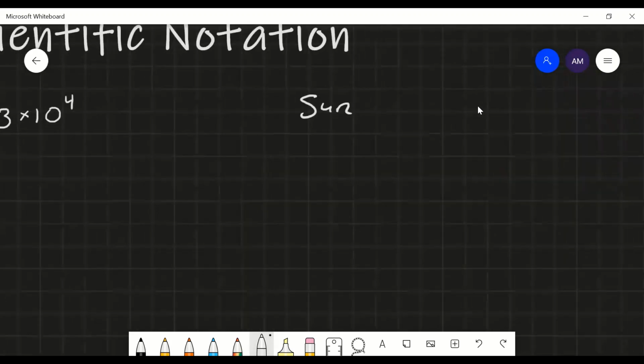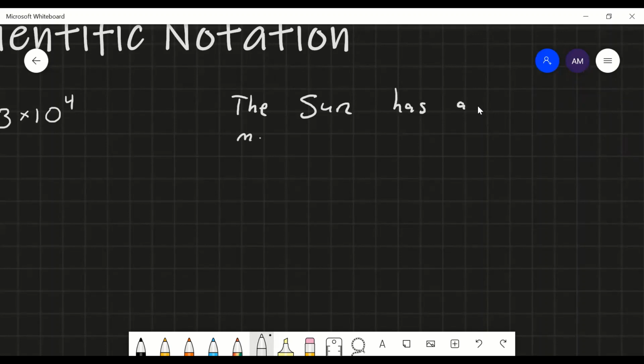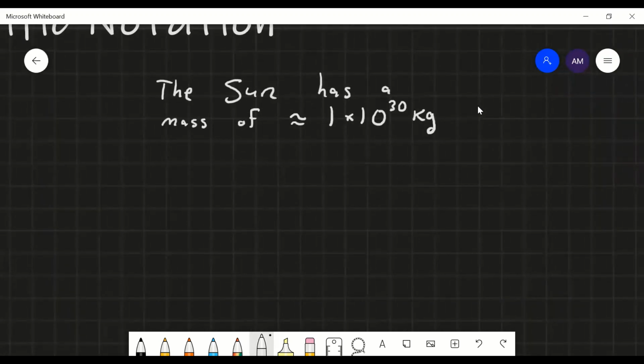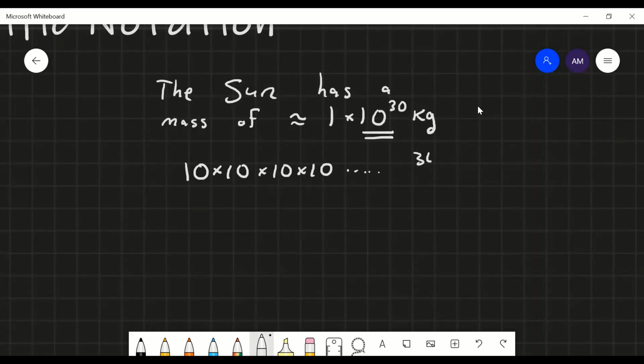So the sun in our solar system has a mass of approximately 1 times 10 to the 30 kilograms. Now, what does that even mean? Well, the short way of thinking about this is, let's think about what 10 to the power of 30 would be. It's 10 times 10 times 10 times 10, and I'm doing this a total of 30 times.